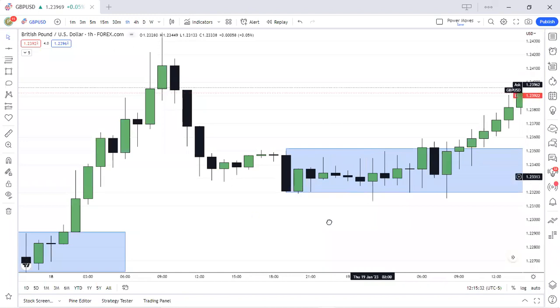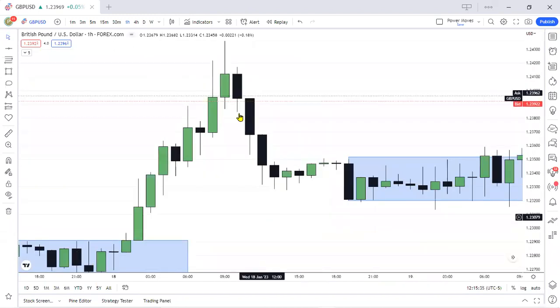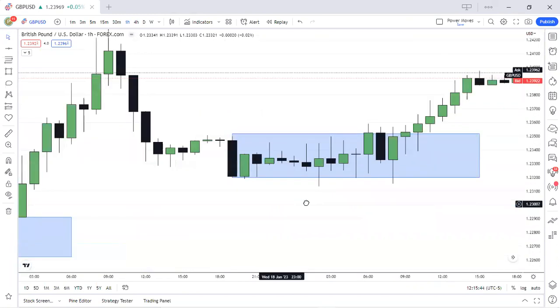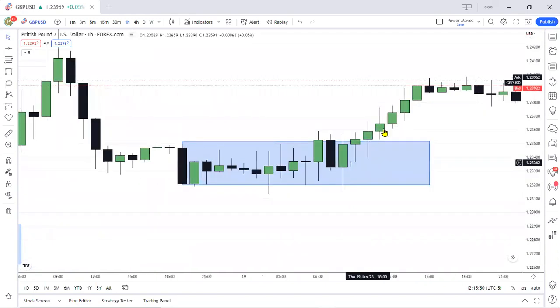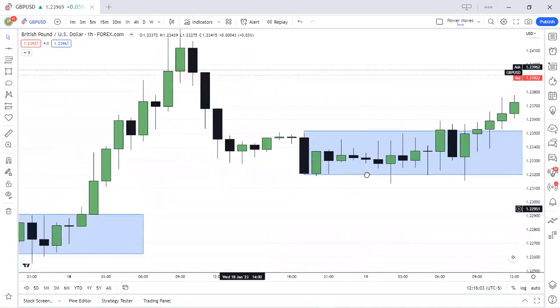But remember, in order for it to reverse, it's got to break structure. So if you look left, it never really broke structure. And look what it did. It continued to consolidate, right? And then you have another breakout right here. Look at that. Okay, another breakout. So it's important to know your candles. It's important to understand structure. And you have to understand that this is a breakout strategy, okay?